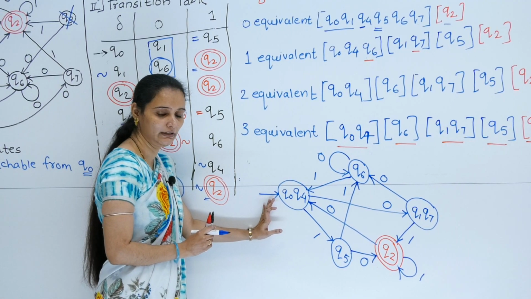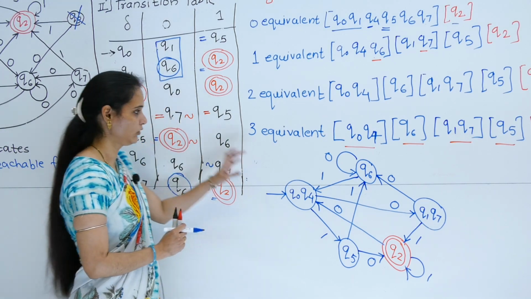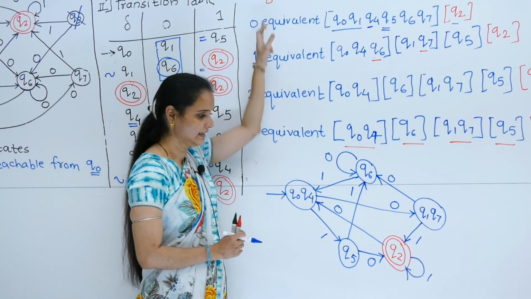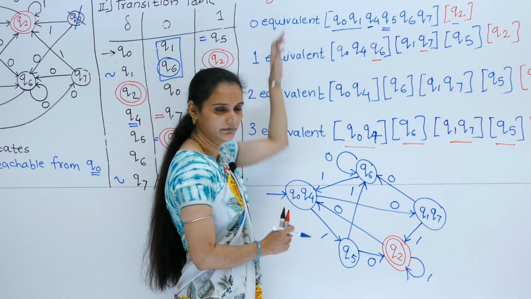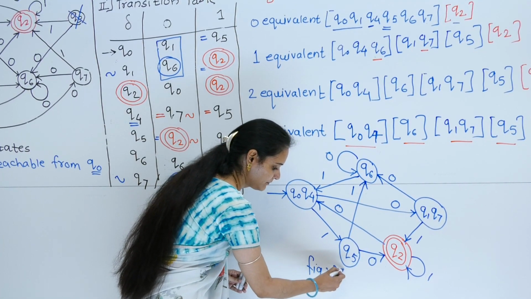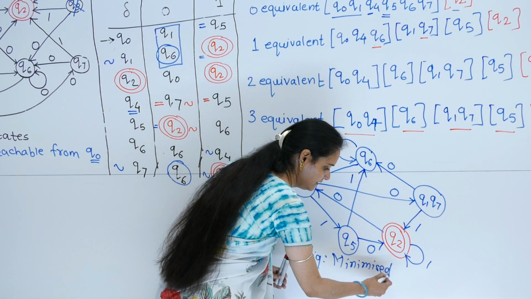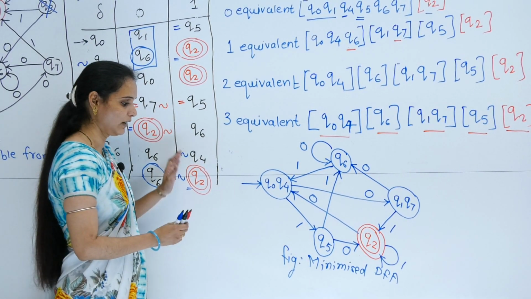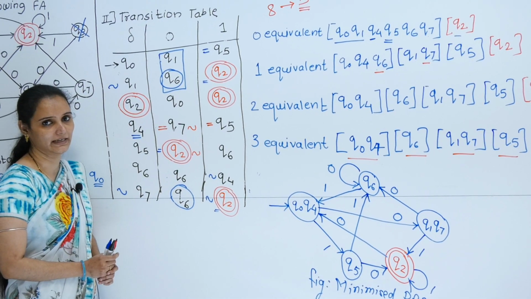What is that diagram called? Minimized DFA. Why is it a minimized DFA? Because in the original finite automata, they have given 8 states, and the obtained minimized finite automata consists of 5. So give the name to that diagram as the minimized DFA. So likewise, we have completed our second example on minimization of the finite automata.